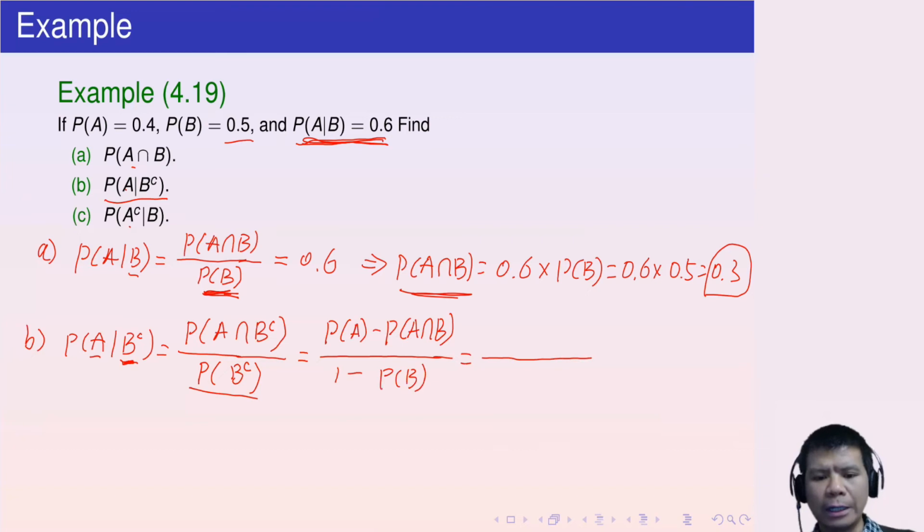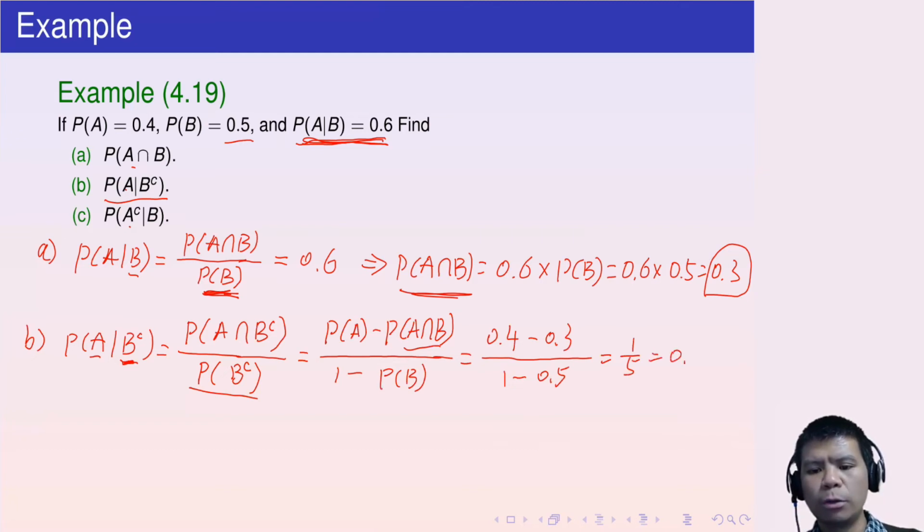Now it seems like everything is clear, right? So probability of A is 0.4. Now the probability of the intersection, as we found in A, is 0.3. And then this 1 minus probability of B is 0.5. Okay, so we found this 1 over 5, which is 0.2.